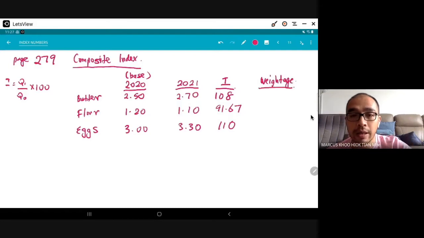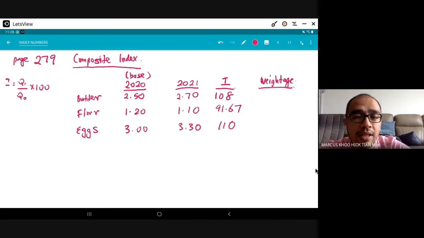Then let me ask you, what do you think in the cake, which one has the biggest weightage? Is it butter, flour, or eggs? Which one do you use the most? What do you think? Butter, flour, eggs? Or you all never make cake before? What do you think? Which one is the most?